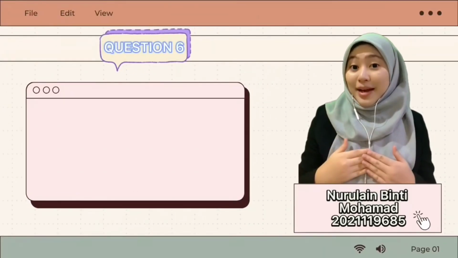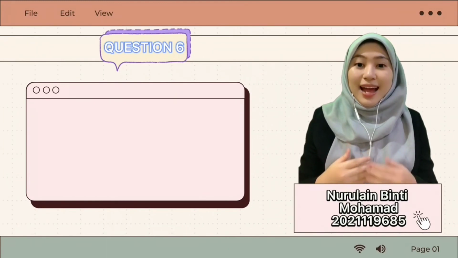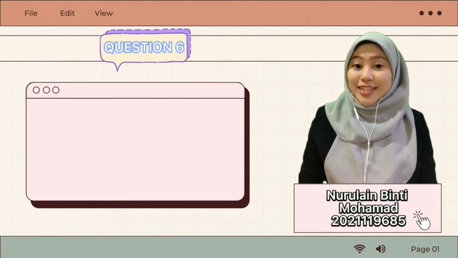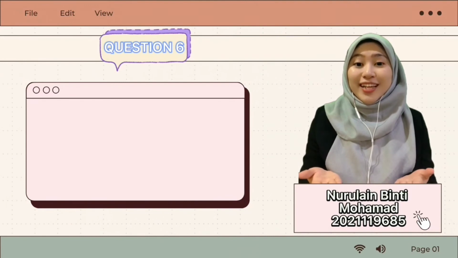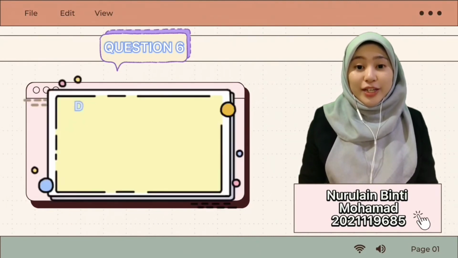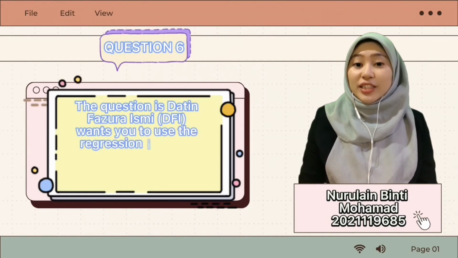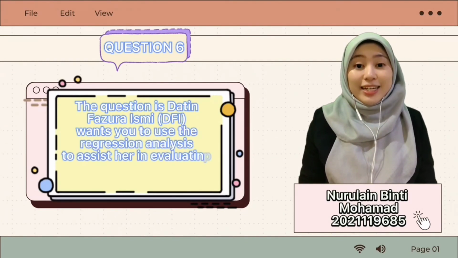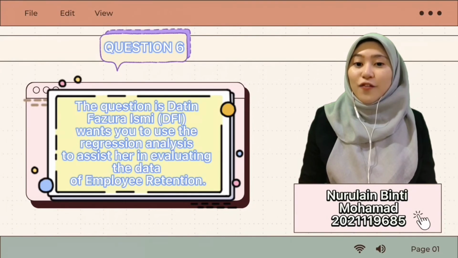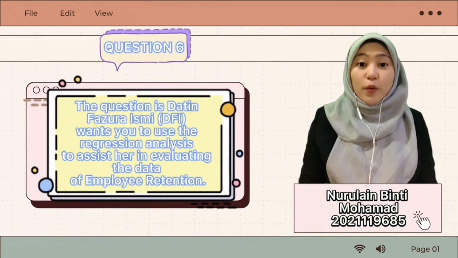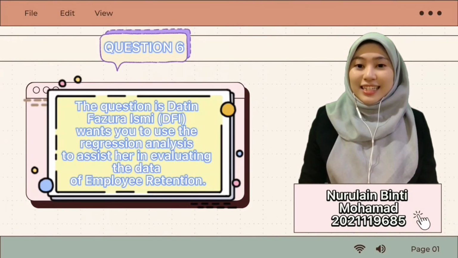Hi, my name is Nurulain binti Mohamad. I'm going to share and present the answer for question number 6. The question is, Datin Fazura Ismi wants you to use regression analysis to assist her in evaluating the data of employee retention. Without further ado, let's see the solutions on how to solve these questions.